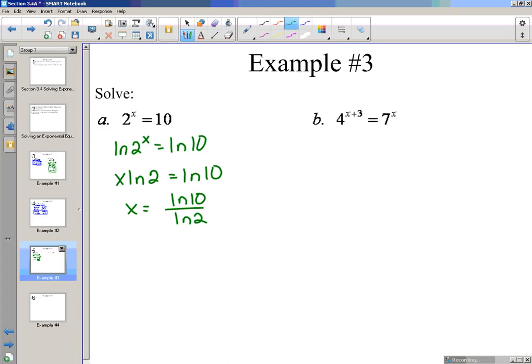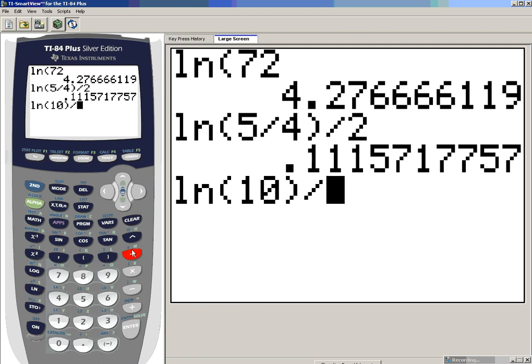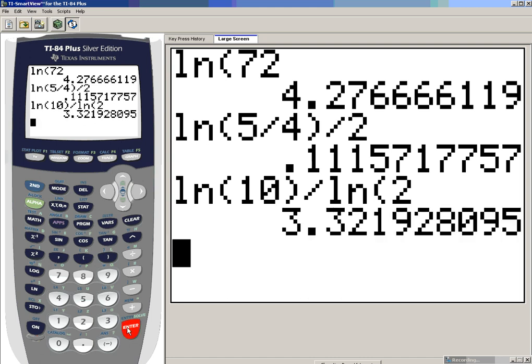Go ahead and plug that into your calculator. Natural log of 10 divided by natural log of 2. 3.322.